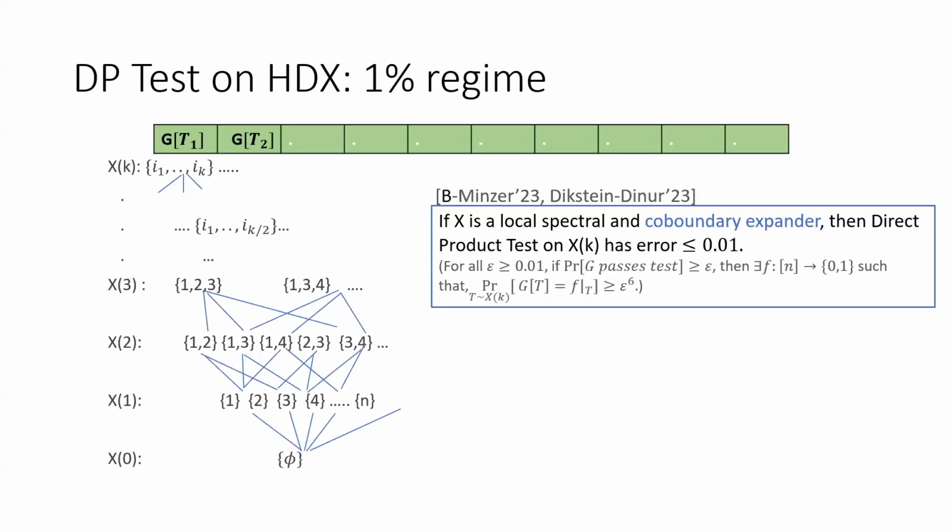Okay, so what we showed is that if you have this one additional property of coboundary expansion, then you do get error less than 0.01. So in some sense, coboundary expansion is necessary and sufficient for direct product testing.